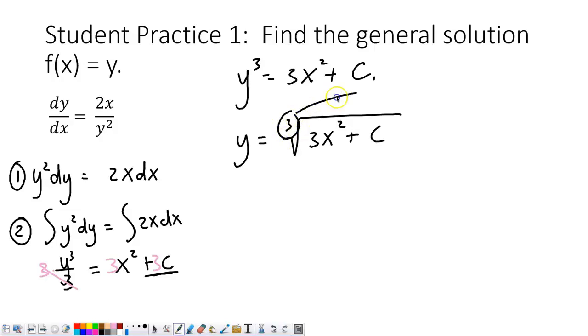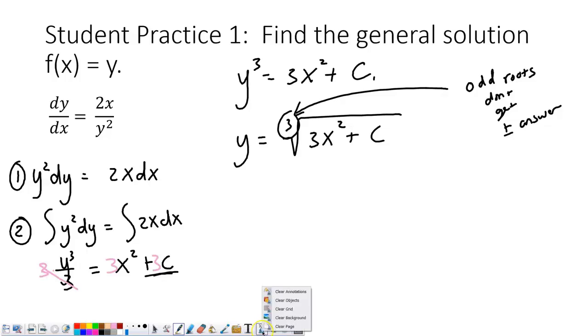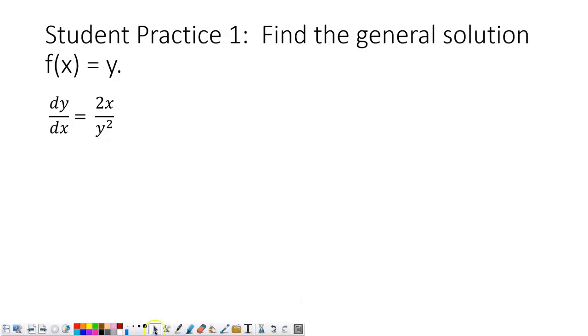I would circle that. Maybe if I were a student, I'd put: odd roots don't get plus and minus. So we only have 1 answer there. But that would be our final solution for that problem, the general solution. All right, let's go ahead and move on to another problem here.